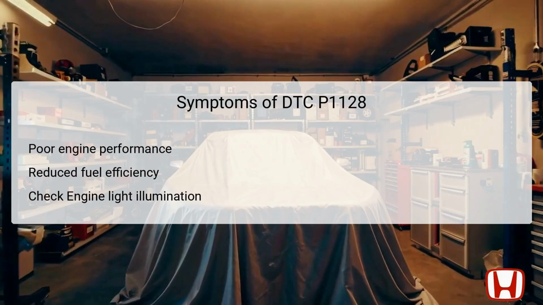Furthermore, the illumination of the check engine light, CEL, serves as one of the most direct alerts to the driver that the vehicle has encountered a detected issue. Drivers may also report unusual engine behaviors, such as stalling or hesitation, especially during acceleration. Understanding these symptoms helps technicians accurately gauge the urgency and location of the underlying issue responsible for the DTC.